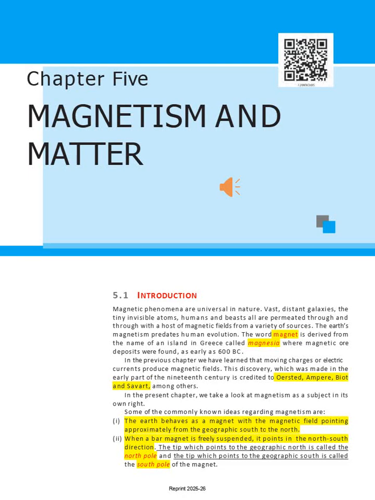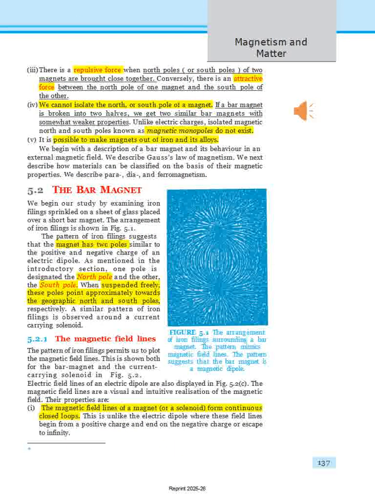When a bar magnet is freely suspended, it points in the north-south direction. The tip which points to the geographic north is called the North Pole and the tip which points to the geographic south is called the South Pole of the magnet. There is a repulsive force when north poles, or south poles, of two magnets are brought close together. Conversely, there is an attractive force between the north pole of one magnet and the south pole of the other.